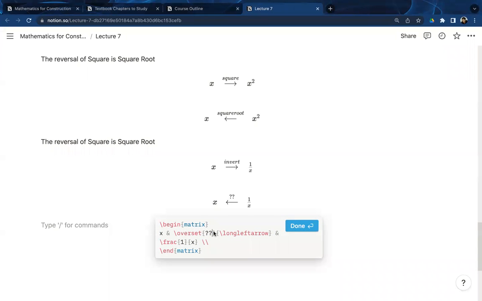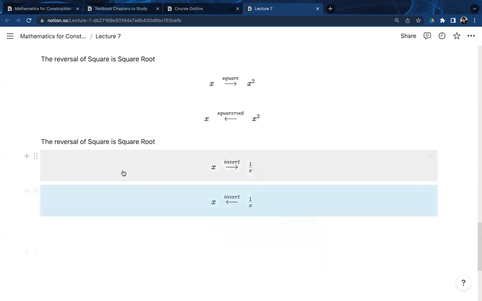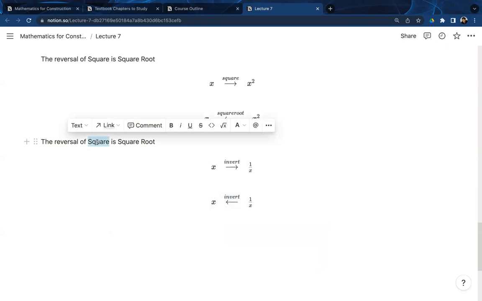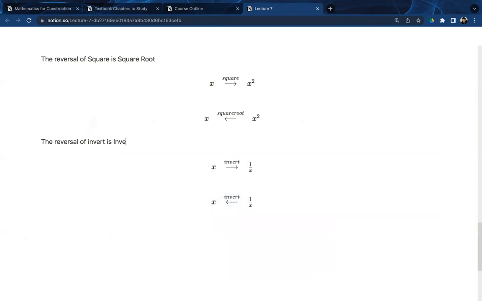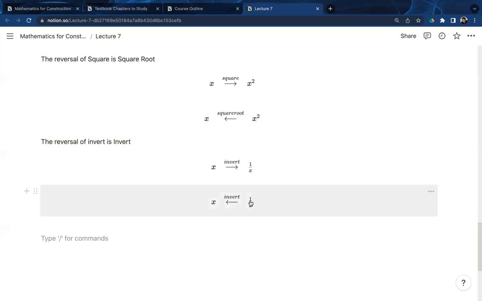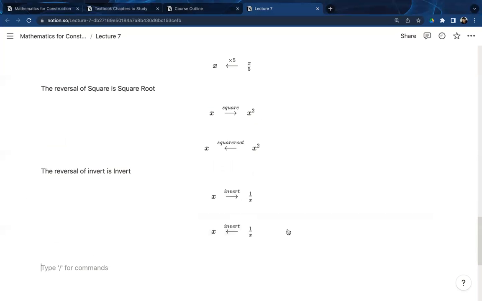So the answer is invert. Okay. Reversal of an invert is an invert. If you invert 1/x, you'll get back x. I hope that makes sense. If you invert 1/2, you'll get 2. So the reversal of invert is invert, right? That was like a trick question.